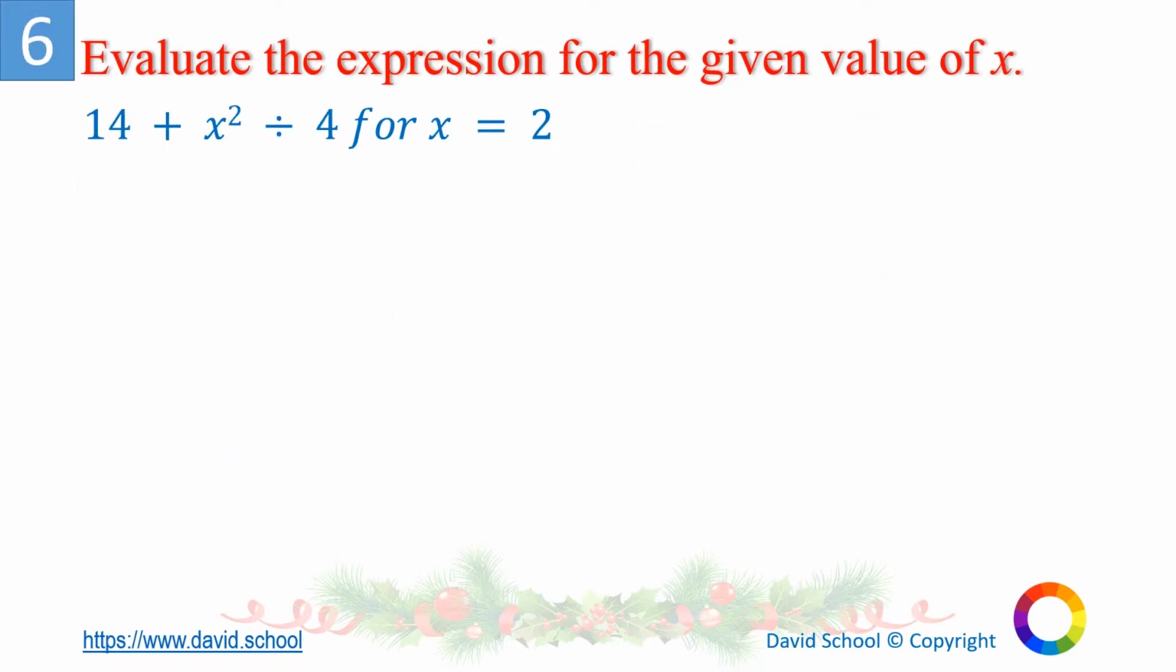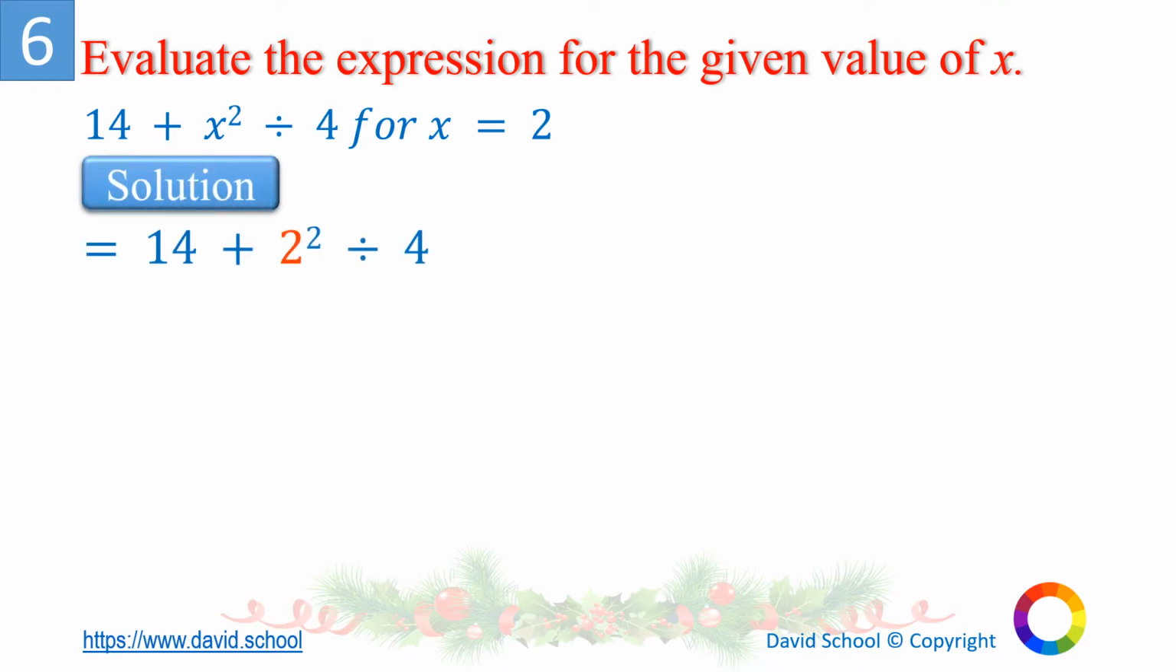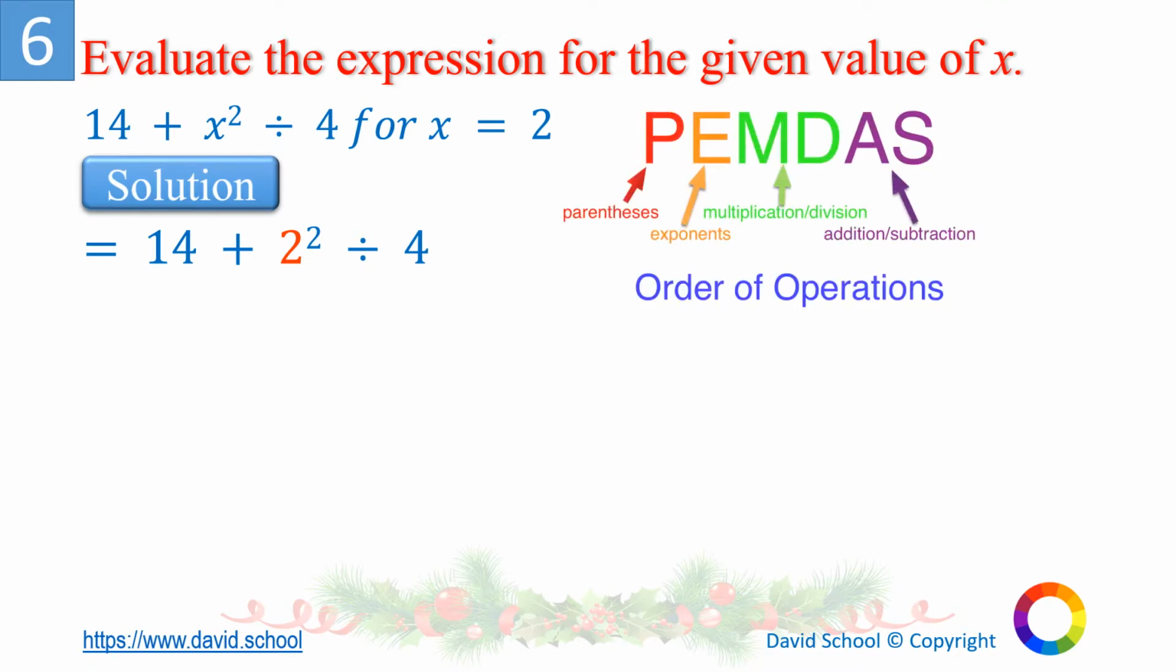Example 6. Again, another algebraic expression. Before we use order of operations, first we substitute x is negative 2 in the algebraic expression. We have 14 plus 2 squared divided by 4. Now this is a numerical expression. We use the order of operations PEMDAS. Since there is no parenthesis, we skip the first step. We have exponent, 2 squared, which is 4.